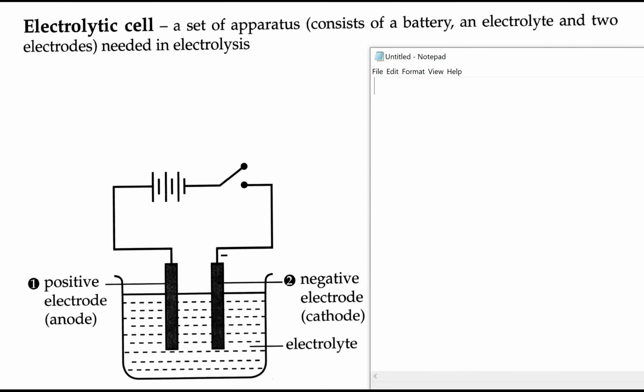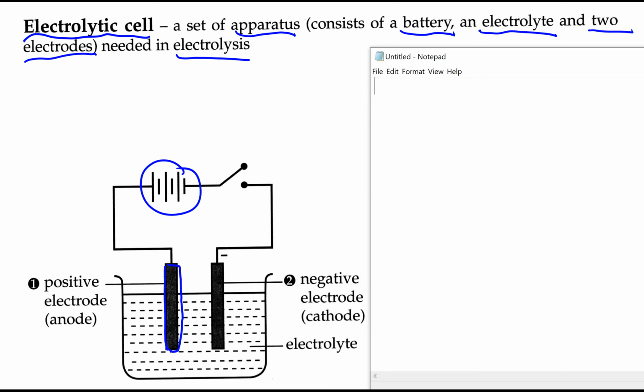Hi, let's talk about the electrolytic cell. The electrolytic cell is the apparatus which performs electrolysis. It comprises of a battery, which is the energy source that drives the current through the cell, the electrolyte that's being electrolyzed, and 2 electrodes that electrically connect the electrolyte to the battery source. There are 2 electrodes, the anode as well as the cathode.